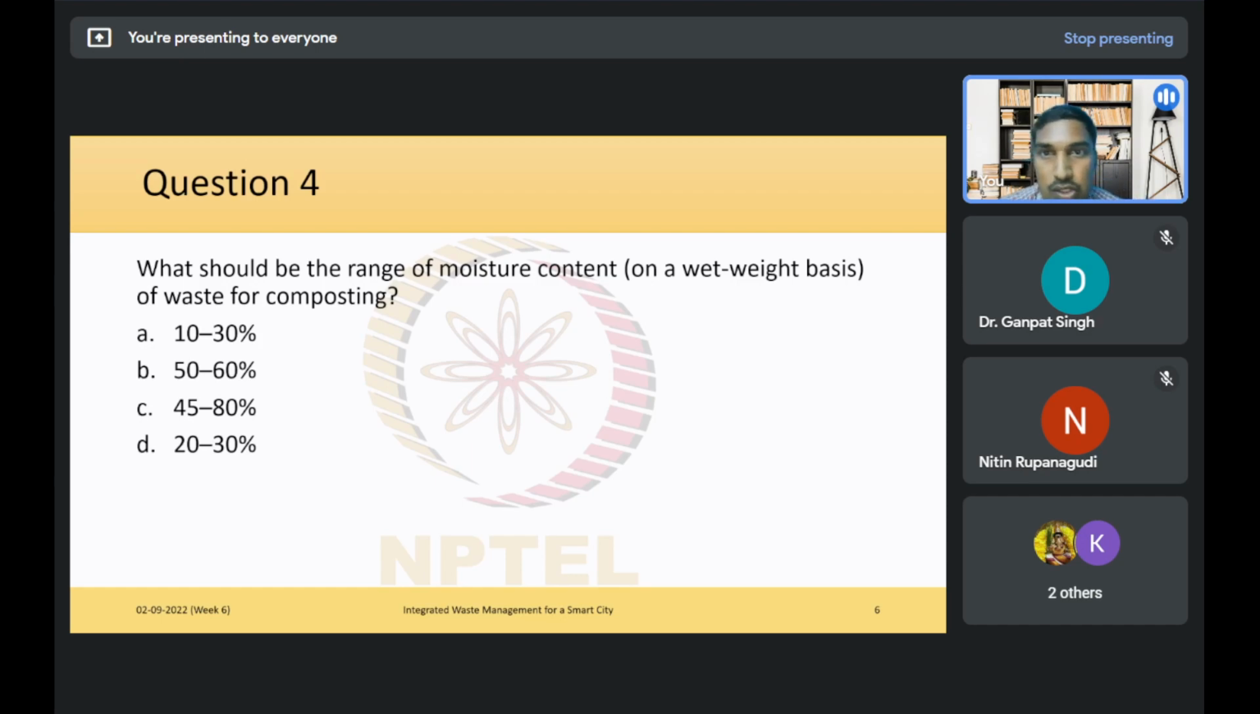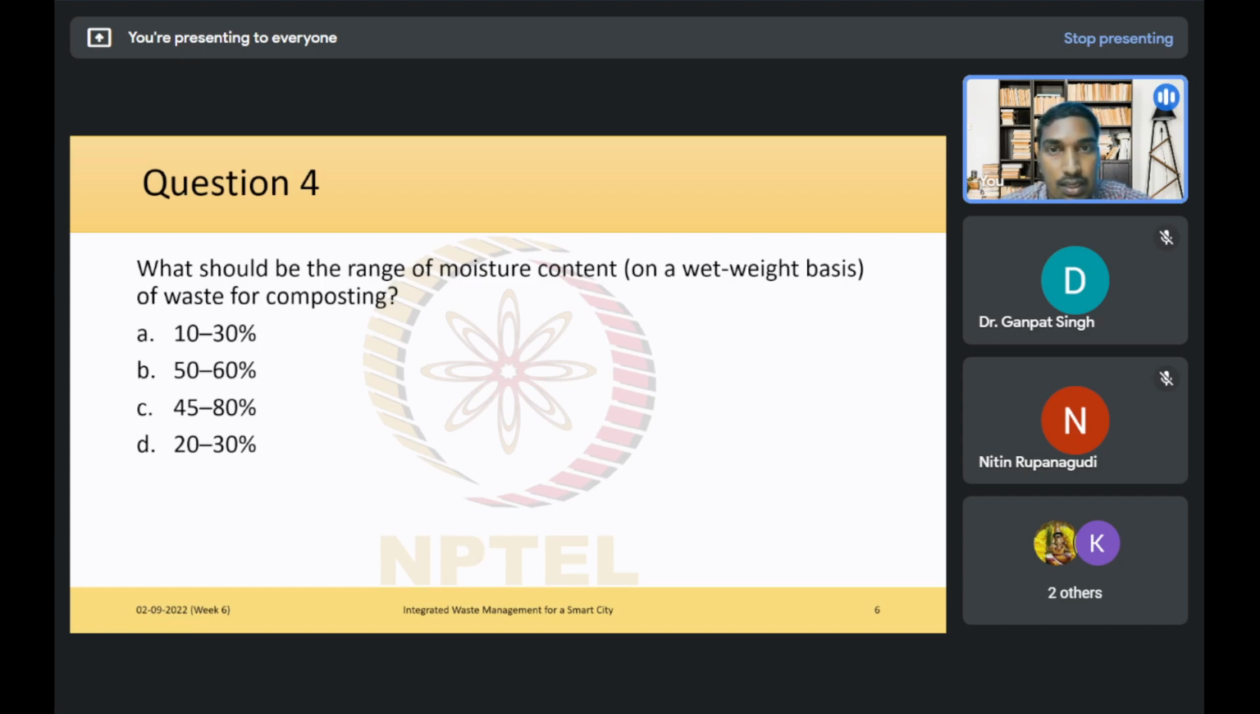Question 4 is what should be the range of moisture content on a wet weight basis of waste for composting? So the options are 10 to 30%, option B is 50 to 60%, option C 45 to 80%, and option D is 20 to 30%. So for composting, moisture is one of the factors that affects the composting process.